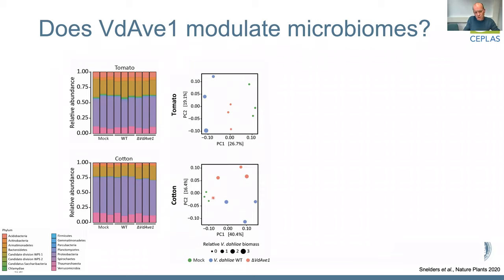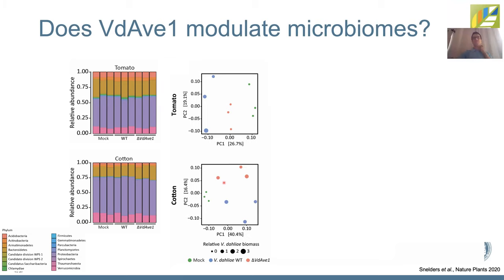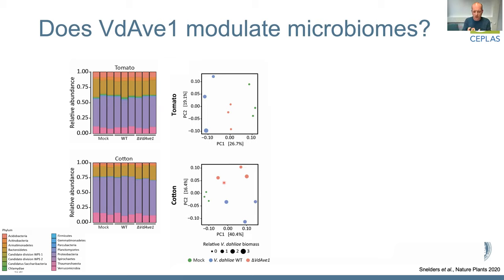But if we look in cotton, it's different. On cotton, it looks like the virulence contribution, or the contribution to host colonization, is not so big. And so still we see a separation of the wild type treatment versus the AV1 deletion strain treatment. So this sort of gave us the confidence that there is something in these data, and we should be able to find something in this microbiome that is different and that separates the treatments.